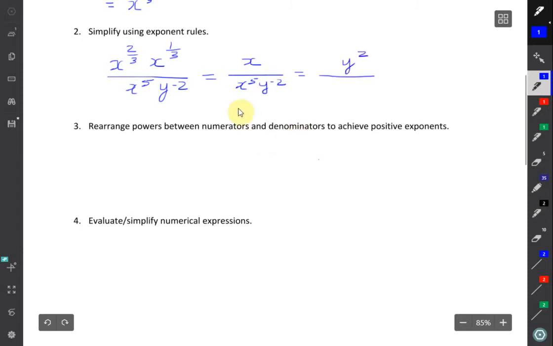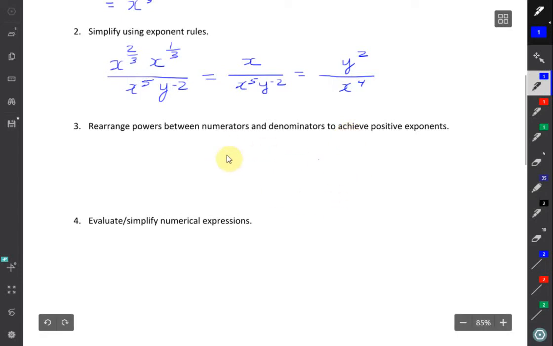And in my head, I was thinking ahead here, right? I've talked about planning ahead. I see that this 5 is greater than the 1. That's the exponent on this x. So I'll be leaving the x power in the bottom, or in the denominator. So 5 minus 1 is x to the 4. And that would be an example of simplifying using exponent rules.